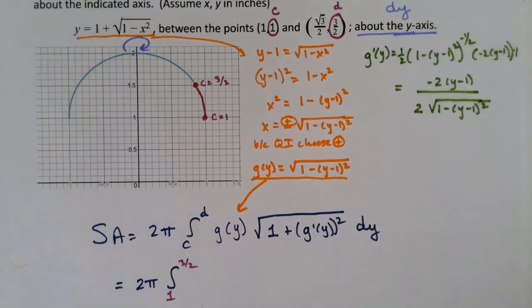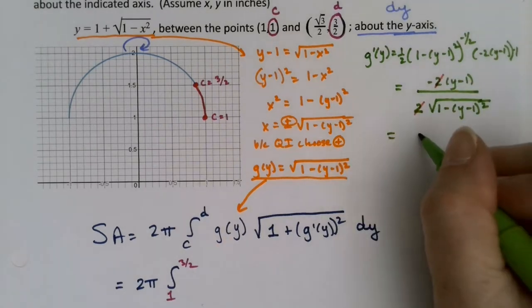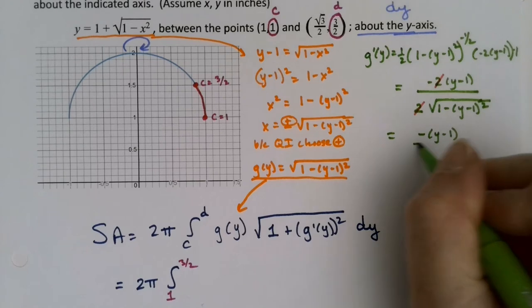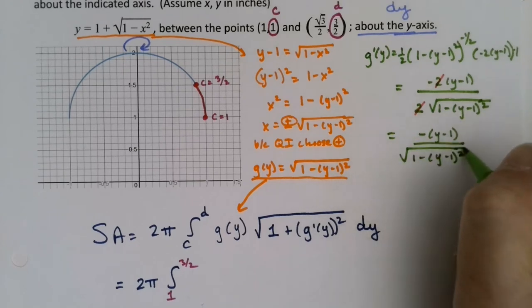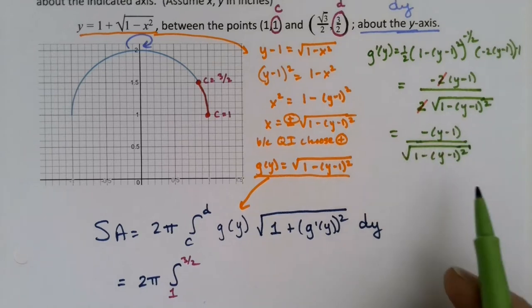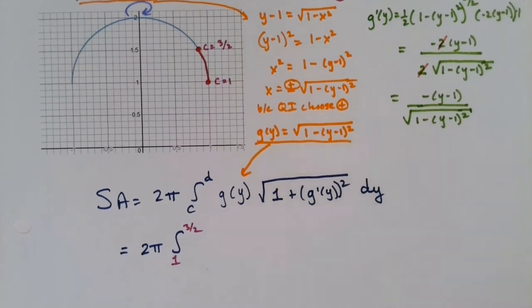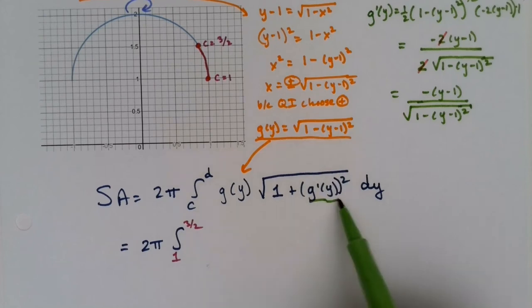Just to clean that up a touch, I would divide away those 2's. So it'll be negative y minus 1 over the square root of 1 minus y minus 1 squared. Now, I know what you're thinking. Well, you could distribute the negative. Sure, but you don't need to worry about it because you are going to substitute it in, and if you notice, it was going to be squared. So you don't need to worry.